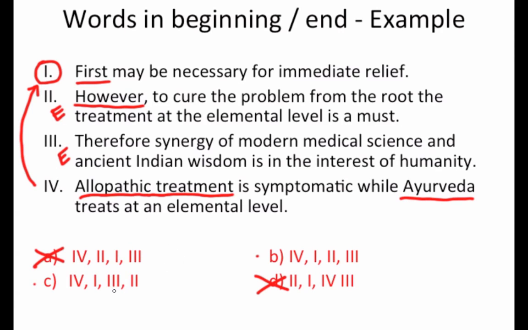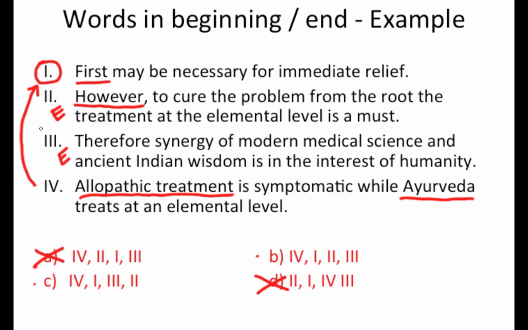Now, will it be 4-1-3-2 as in option C or 2-3? Let's just go through the paragraph. Allopathic treatment is symptomatic while Ayurveda treats at an elemental level. Then first may be necessary for immediate relief. Then, however, to cure the problem. Okay, and therefore synergy of modern science.